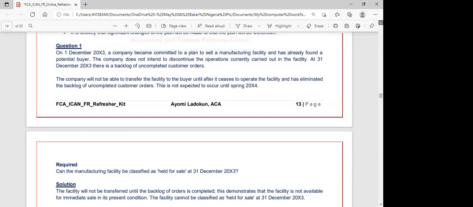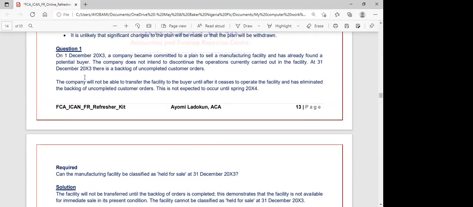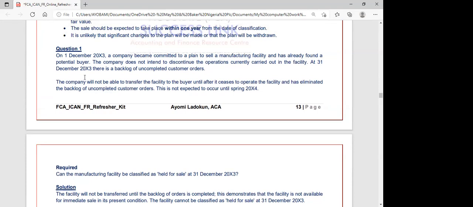Please take notes. So let's take a look at this question to demonstrate our understanding. On 1st December 2003, a company became committed to a plan to sell a manufacturing facility and has already found a potential buyer. The company does not intend to discontinue the operations currently carried out in the facility. At 31st December 2003, there's a backlog of uncompleted customer orders. The company will not be able to transfer the facility to the buyer until it ceases to operate the facility and has eliminated the backlog of uncompleted customer orders. This is not expected to occur until spring 2024.